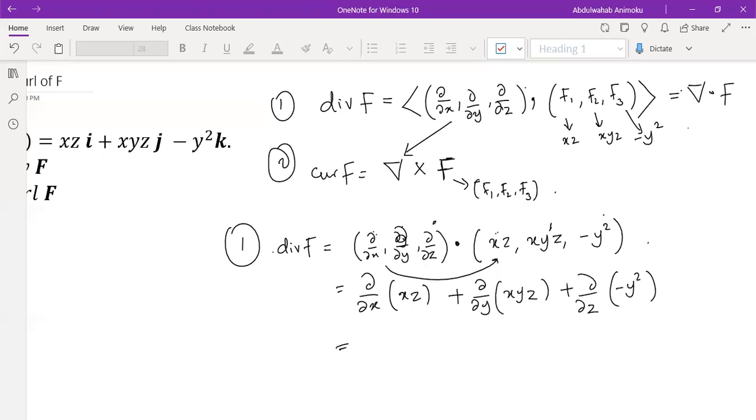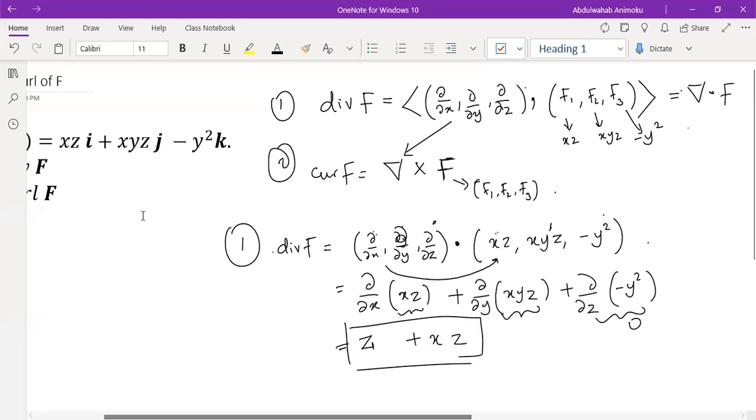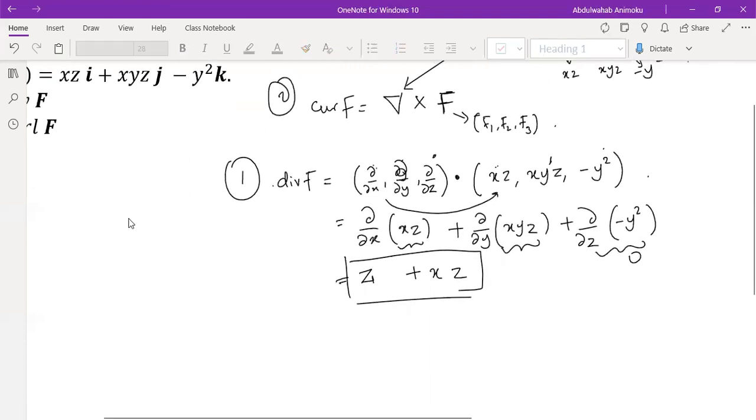So d dx of xz, the partial derivative of this with respect to x, is just going to be z. And then the partial derivative of this with respect to y is going to be xz, and the partial derivative of this with respect to z is going to be 0. So the answer to this problem is this, for the divergence of f. Now let's move to the curl of f.